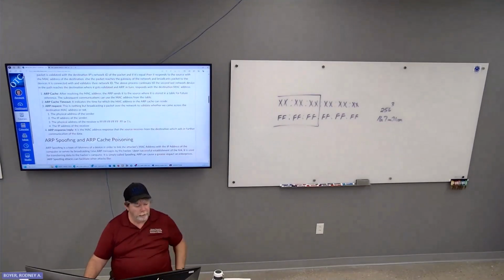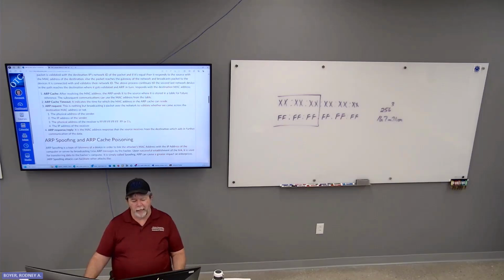Okay, so ARP cache timeout indicates the time for which a MAC address in the ARP table cache can reside. It's like your DHCP lease time, or your time to live, TTL, on a ping request, an ICMP request, that kind of stuff.